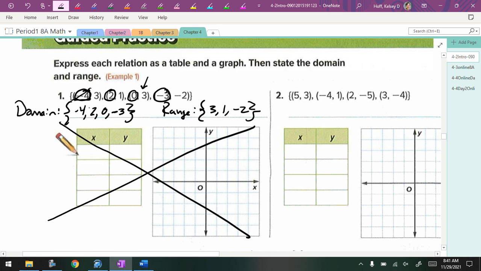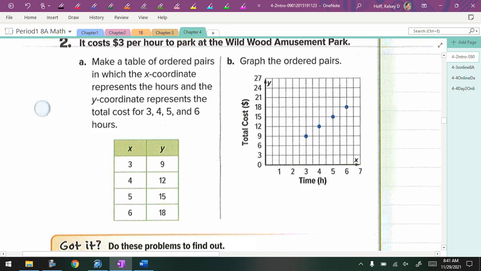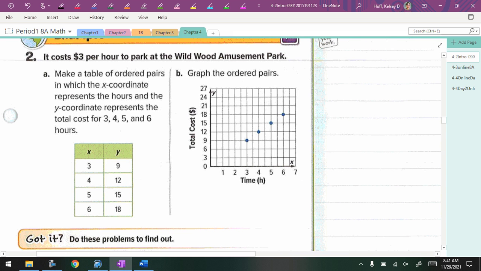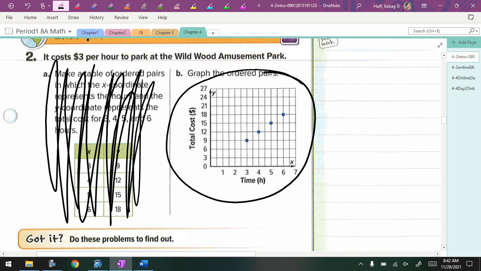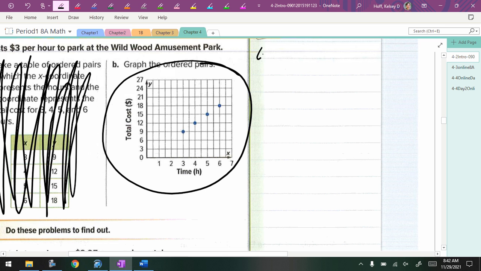We need to go back because there's a problem like example 2 on your homework. So flip to page 279. Cross off A. Okay. What if they gave us a table or a graph and they said list the domain and range? If we want to know the domain and range, that's our x coordinates and our y coordinates.